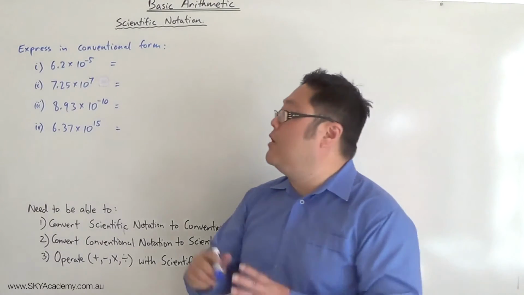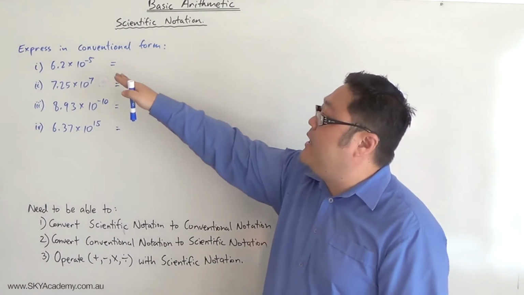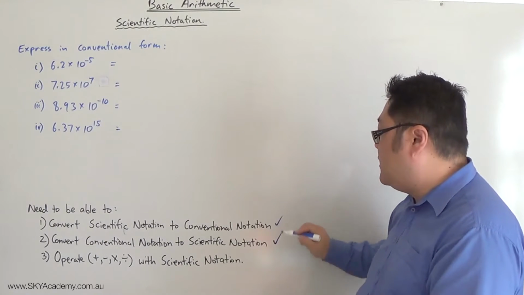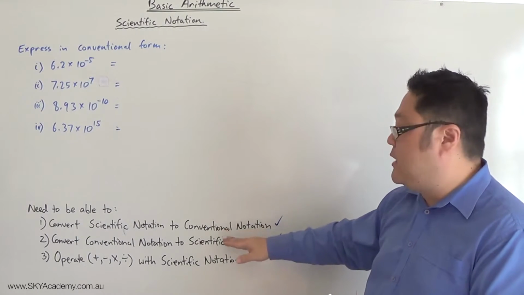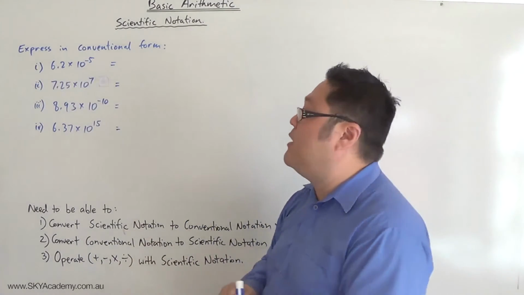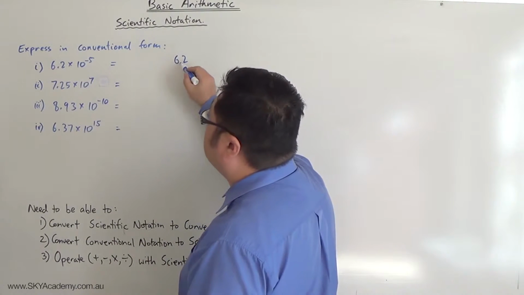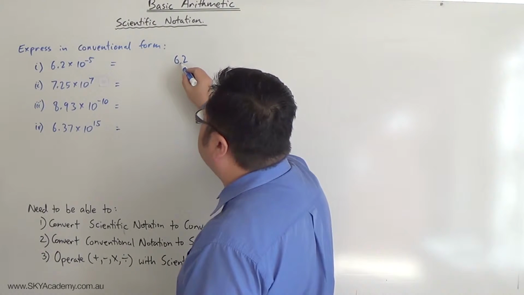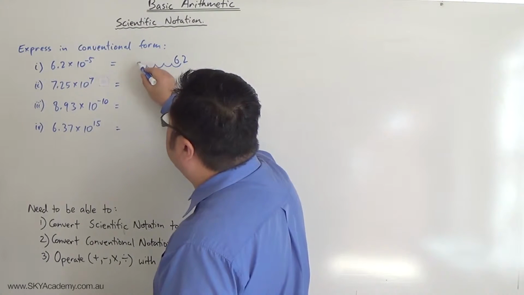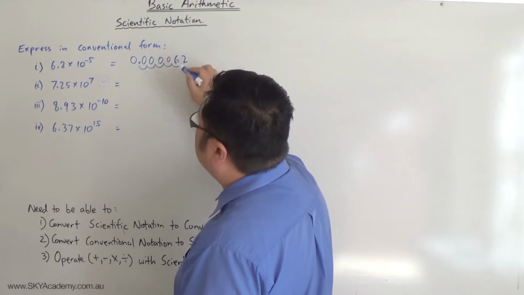Okay? Alright, so welcome back. This time what we're going to be doing is looking at how to express scientific notation in conventional form. So we're going to be looking at this particular set of skills. Right? So for example, 6.2 times 10 to the power of minus 5 will be, so you write 6.2, and then what you do is you count backwards 5 spots. 1, 2, 3, 4, 5. So your decimal point will go there, and then you fill the rest of the blanks with zeros.